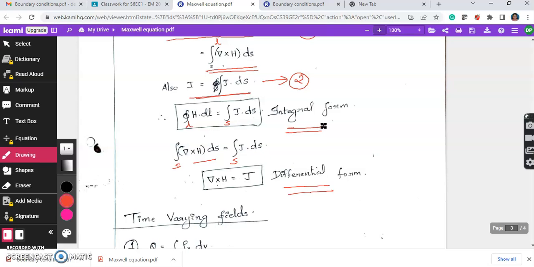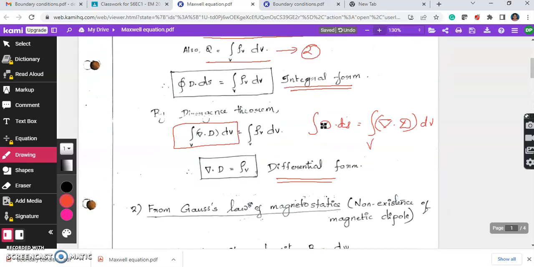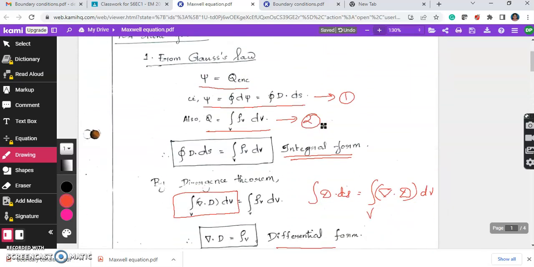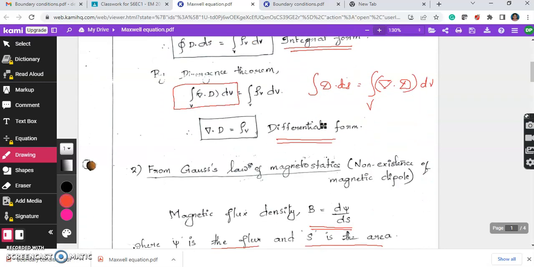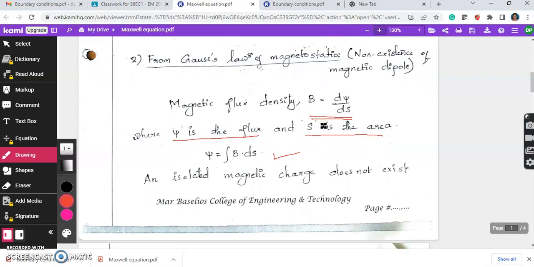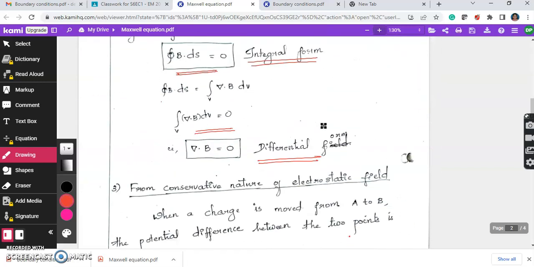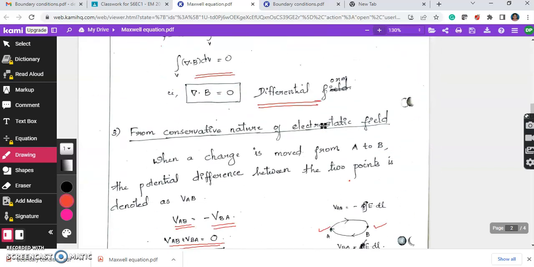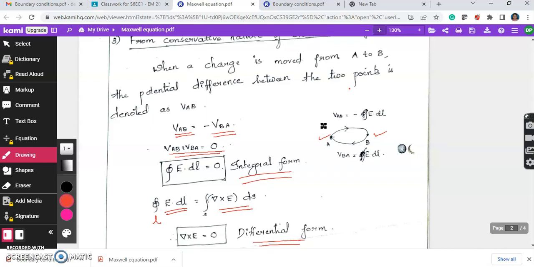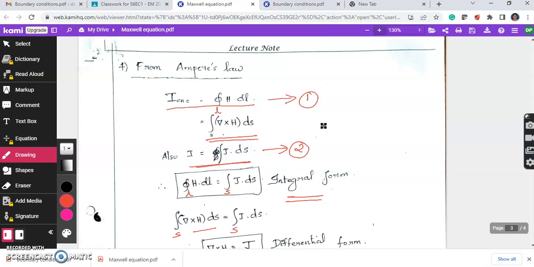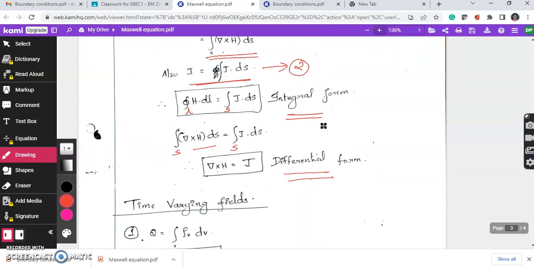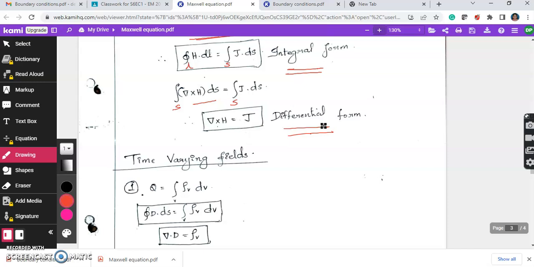Okay, so we have studied the first law, second law, third law, and fourth law. First law from Gauss's law, and you have the integral form and differential form. Second law from Gauss's law again, but Gauss's law of magnetostatics. Here also you have the integral form and differential form. Third law from the conservative nature of the electrostatic field. Here also we have the integral form and differential form. And fourth law from Ampere's circuital law, and here also we have the integral form and differential form. So that's all about the static field.